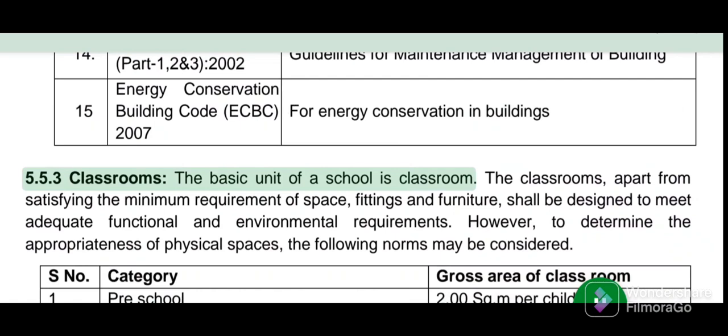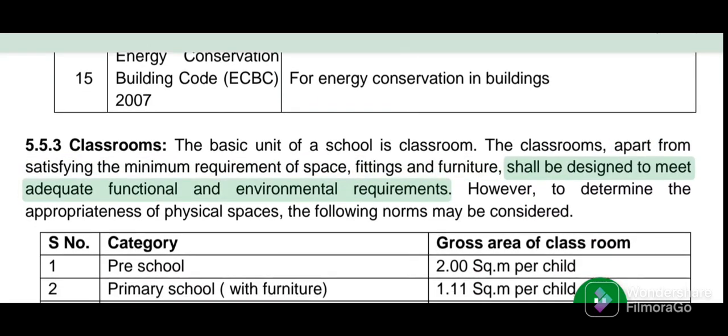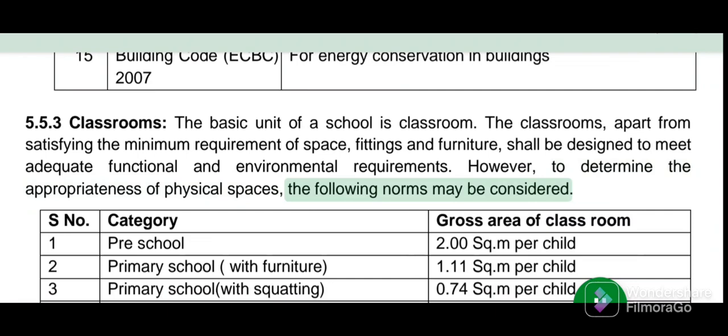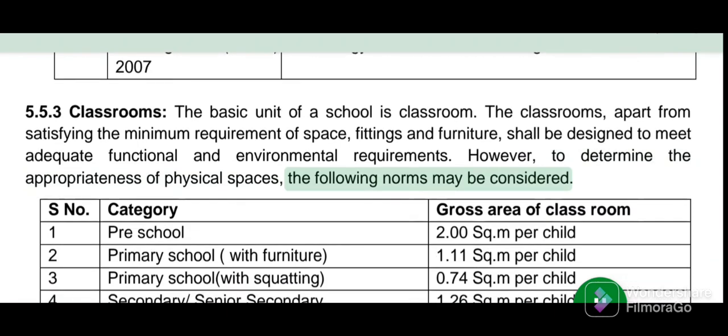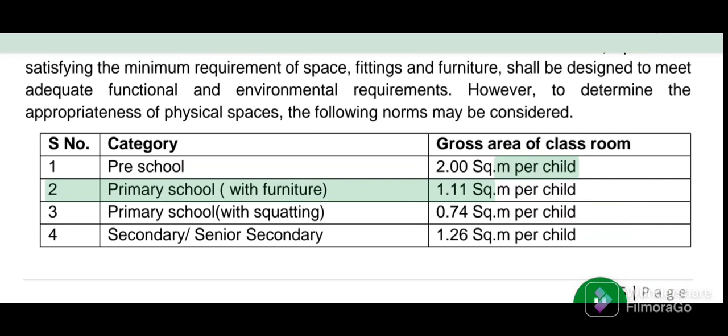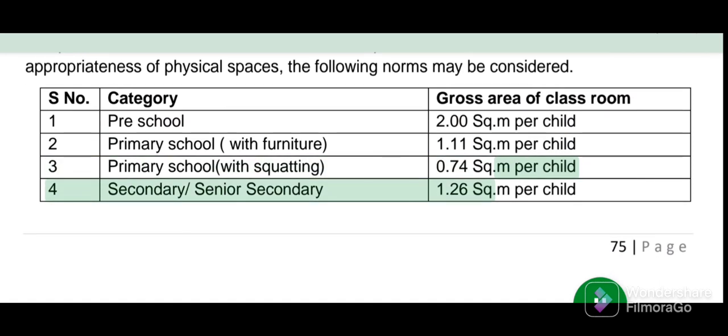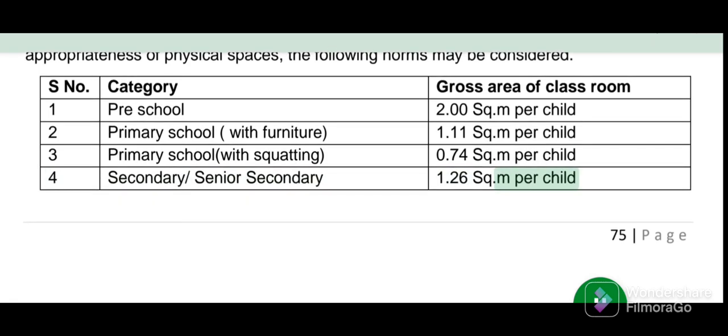5.5.3 Classrooms. The basic unit of a school is the classroom. The classrooms, apart from satisfying the minimum requirement of space, fittings and furniture, shall be designed to meet adequate functional and environmental requirements. However, to determine the appropriateness of physical spaces, the following norms may be considered. No., Category, Gross Area of Classroom. 1: Preschool, 2.00 sq. m per child. 2: Primary School with furniture, 1.11 sq. m per child. 3: Primary School with squatting, 0.74 sq. m per child. 4: Secondary/Senior Secondary, 1.26 sq. m per child.